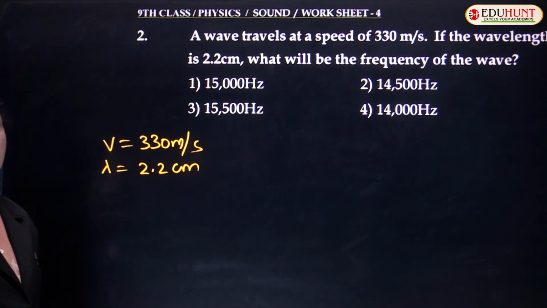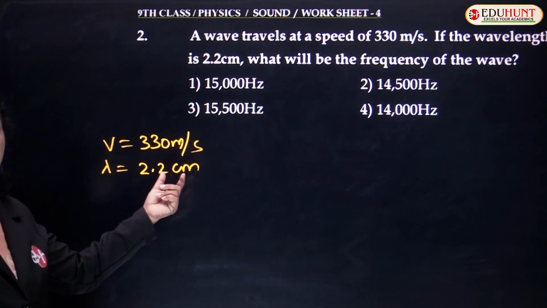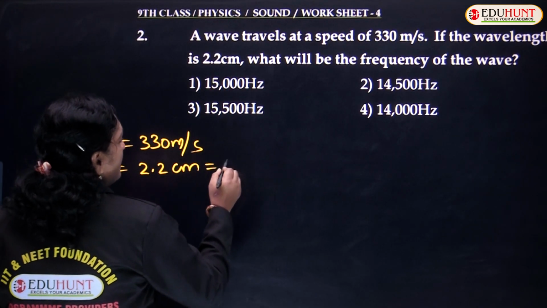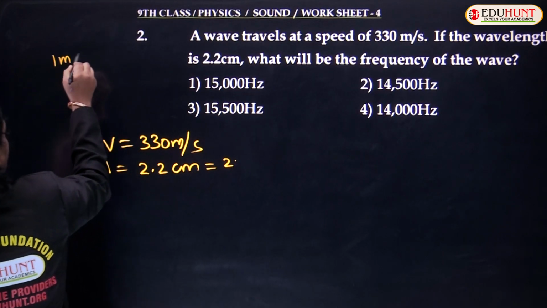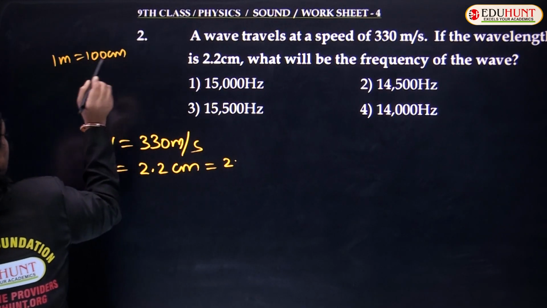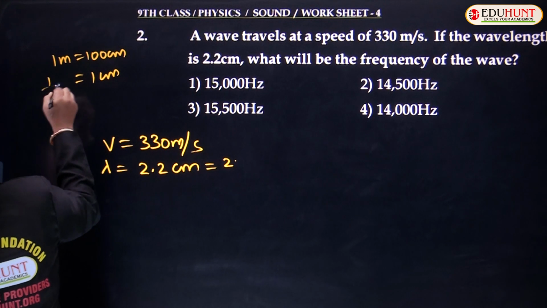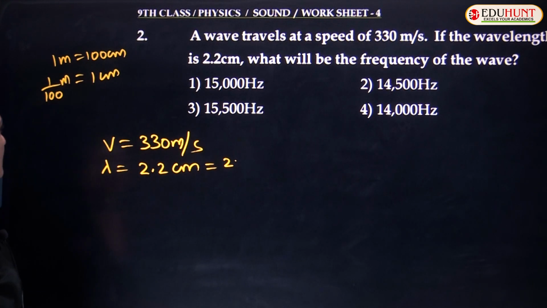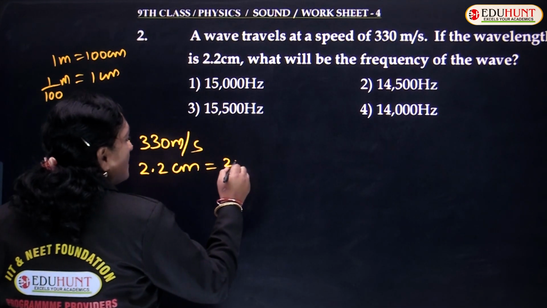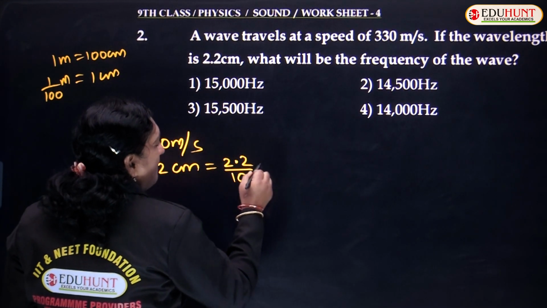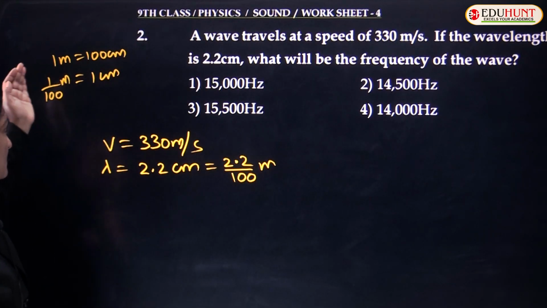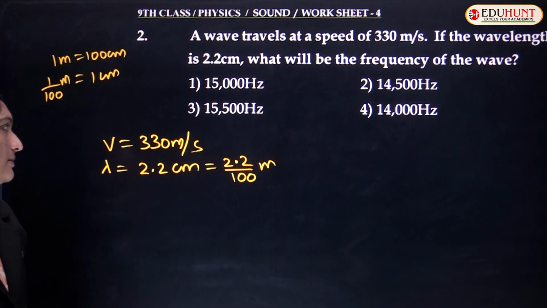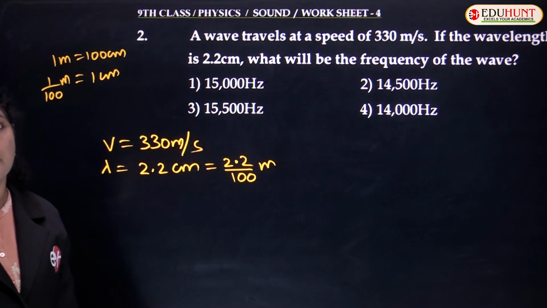So this you have to convert. You should not take this in centimeter. You should convert it to SI system, that is, in meters. How to convert centimeter to meters? We know that 1 meter is equal to 100 centimeters. So 1 centimeter will be equal to 1 by 100 meters. Then 2.2 centimeters is 2.2 by 100 meters. So this is now in SI, this is also in SI system.